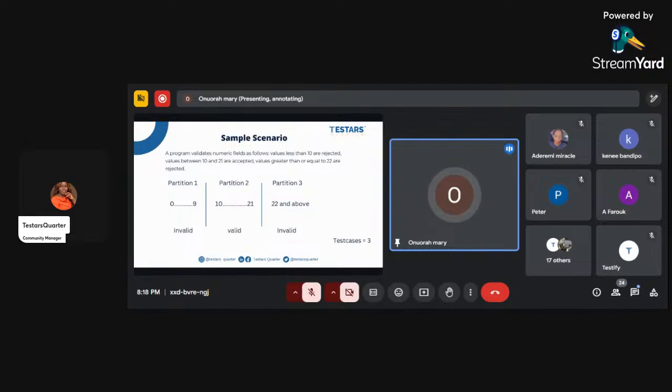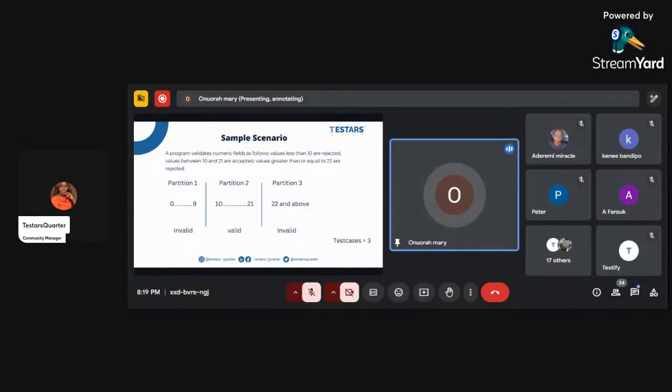So yeah, we want to test this field. We want to ensure that somebody who is not up to 10 years old doesn't fill the form and submit. And we also want to make sure that someone who is 22 years old or above cannot fill this form and submit it. Now, how do we come up with the maximum test coverage for this particular field without wasting so much time and writing redundant tests?